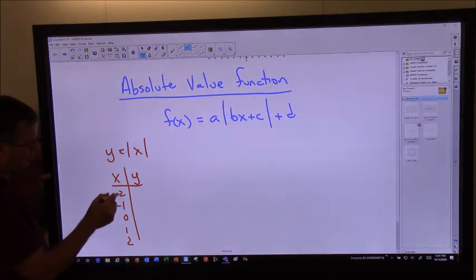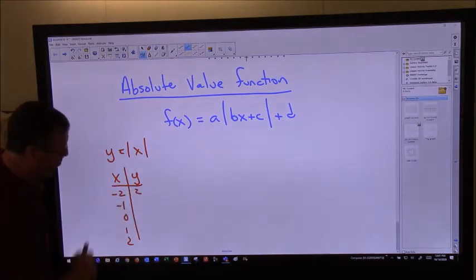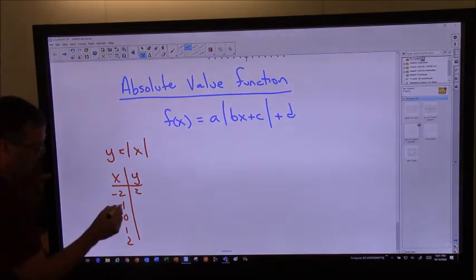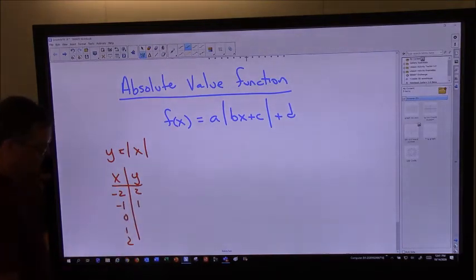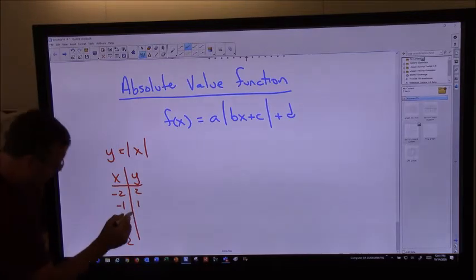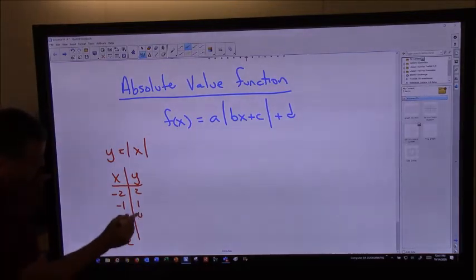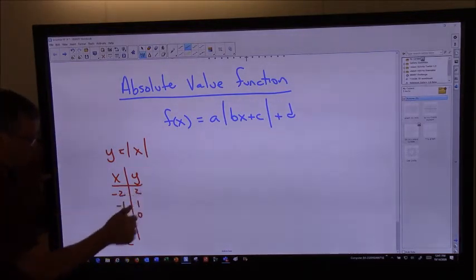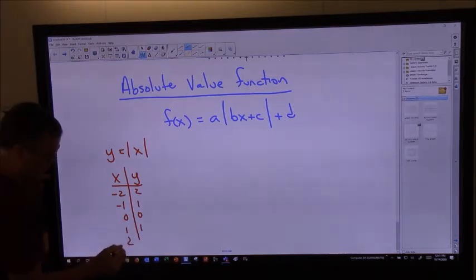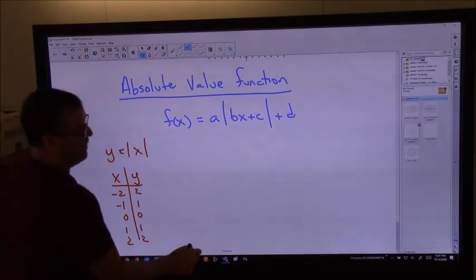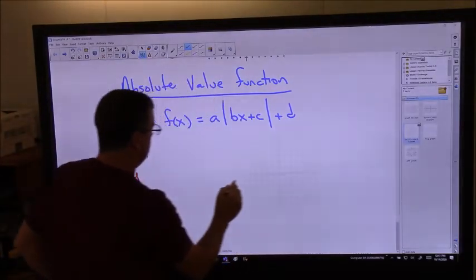So negative 2, how far is that from 0? 2 units away. How far is negative 1 from 0? 1 unit away. How far away is 0? 0. And then if I go to the right, 1 unit from 0, that's 1. 2. How far is that from 0? That's 2.